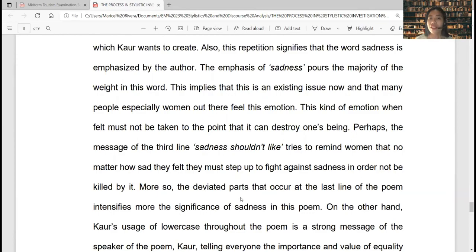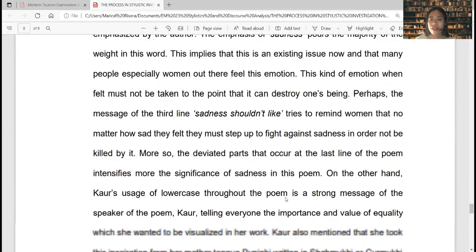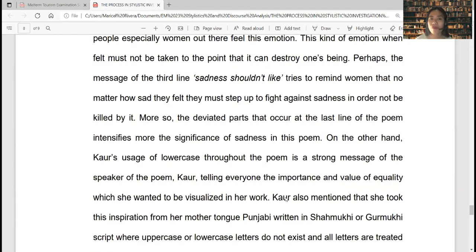More so, the deviated parts that occur at the last line of the poem intensify more the significance of sadness in this poem. On the other hand, Kaur's usage of lowercase throughout the poem, nagihatagan na siya interpretation, no? Ang usage sa lowercase throughout the poem is a strong message of the speaker of the poem, Kaur, telling everyone the importance and value of equality, which she wanted to visualize in her work.